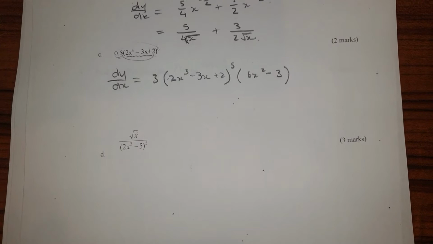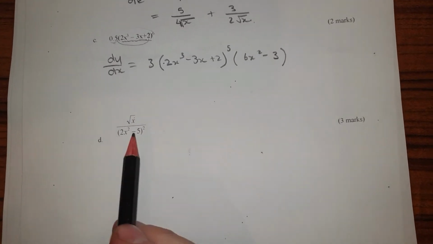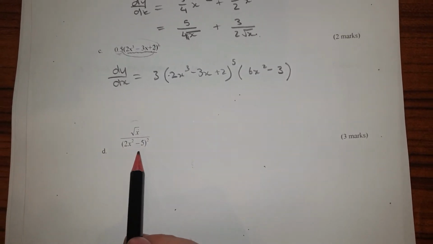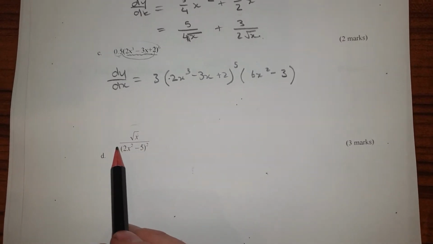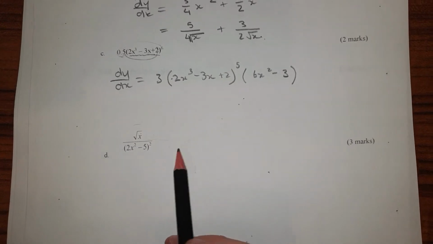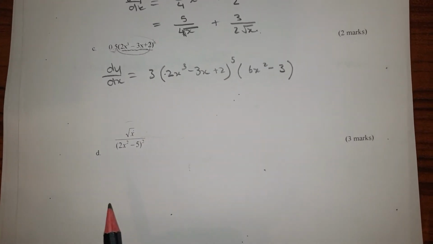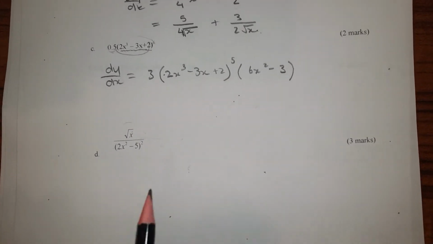Okay, my last one is definitely a quotient rule. I've got a function on top of another function. I could try and simplify that to make it different. I think quotient rule is the way to go. I could put this on the top and make it a product rule. That's possible. If you did do that, you'll probably get a different looking answer to me. So don't stress too much.